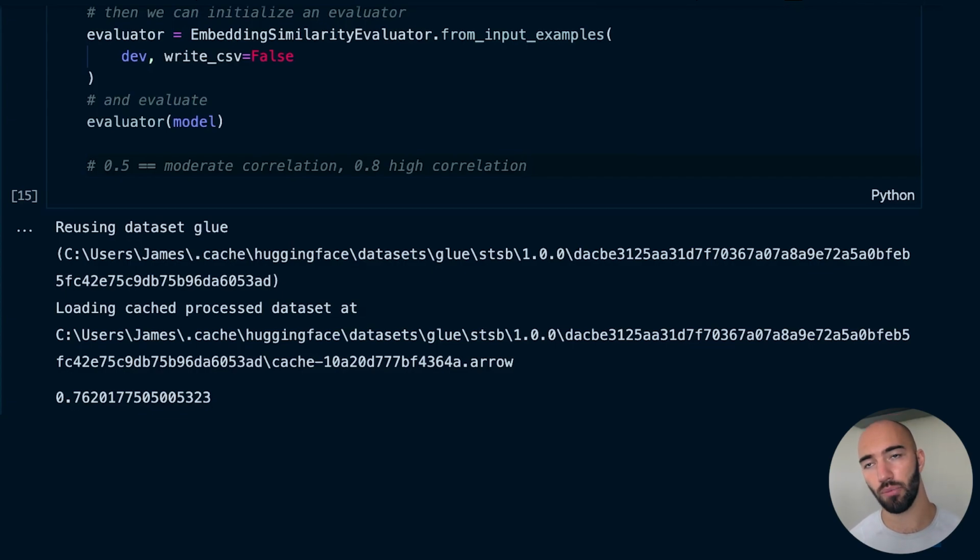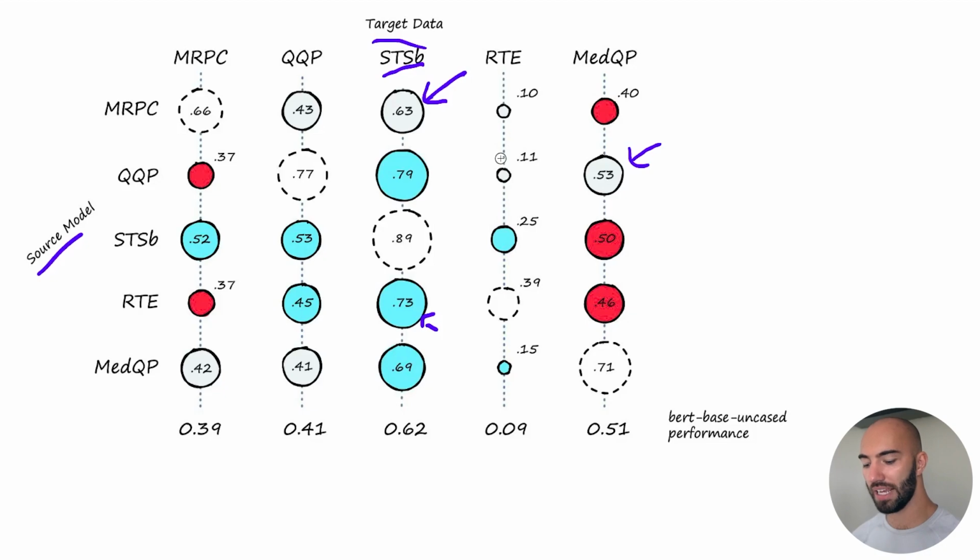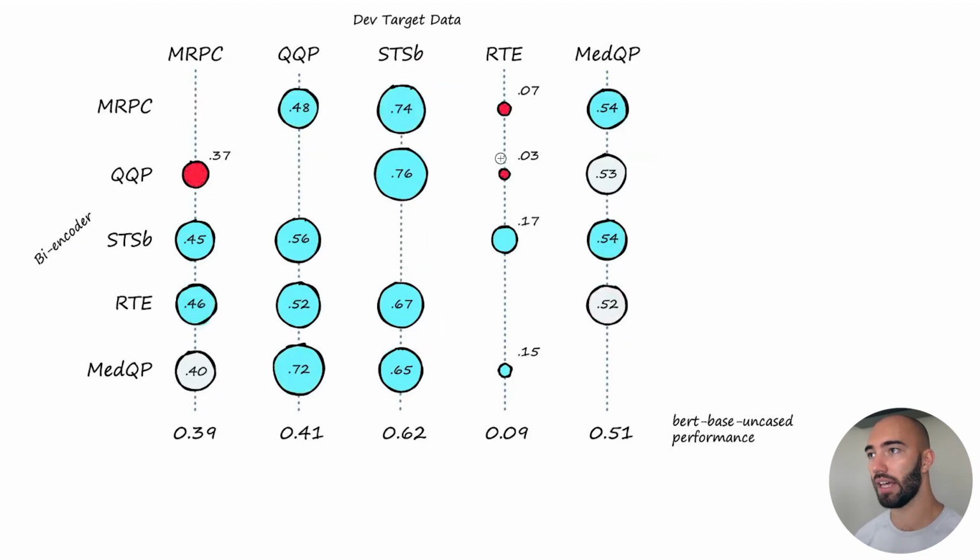Not everything is going to be as good as what we just got there. So this is what we just did over here. We got 76 just now, slightly higher than what I got before. But obviously, like I said, STSB is an easy data set to get good results on, and the others are more difficult. So the rest of them are more in this sort of moderate similarity range or correlation range.